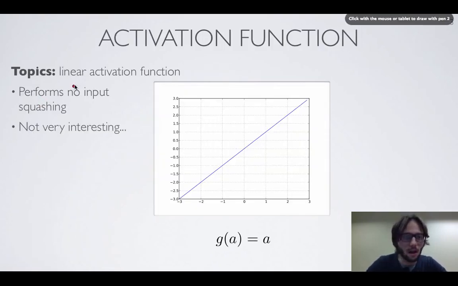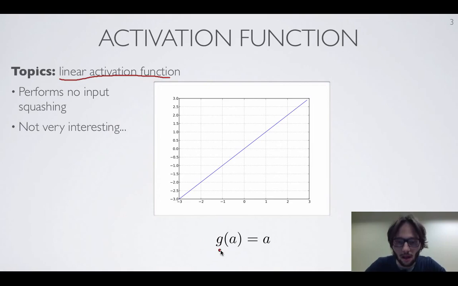A first choice is to simply use a linear activation function. So in this case, the activation function G takes its pre-activation and simply outputs it. So if we were to plot this activation function, you'd get a straight line like this. So it doesn't perform any squashing of the input. That is, it takes the input and reproduces it, so it won't be upper bounded or lower bounded. And partly for that reason, it's not very interesting. It doesn't introduce any nonlinearities in the computation of the neuron, which might be useful for performing more complicated computations.